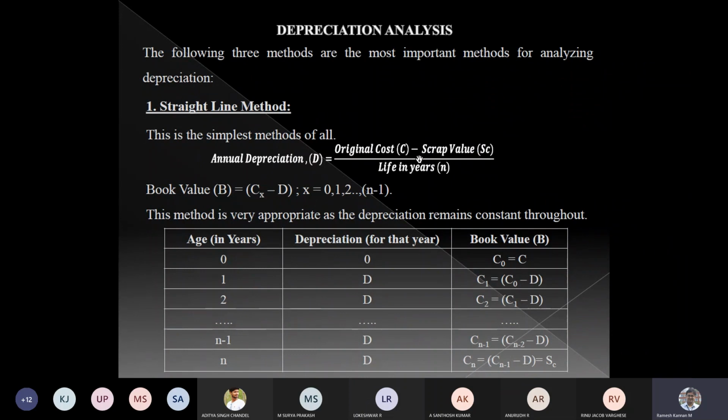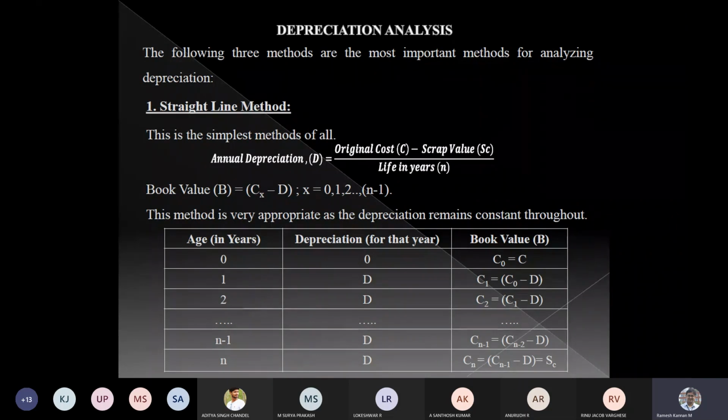So that's basically the straight line method. This is predominantly used. The reason is that depreciation here is all constant. So this is a straight line. When you plot this, it is a straight line. That's why many people are really interested in this kind of methodology.